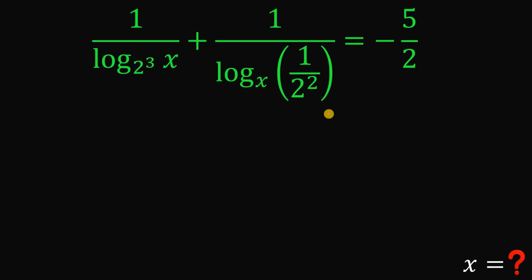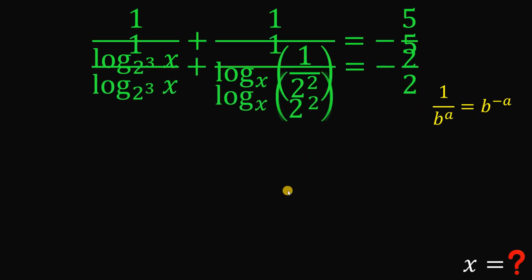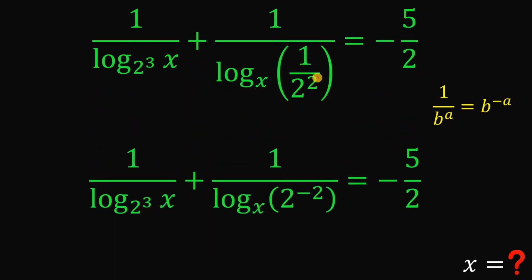And now, let's use some laws of exponent. Take note, when we have 1 over b raised to the power of a, this can be written as b raised to the power of -a. So this 1 over 2 raised to the power of 2 becomes 2 raised to the power of -2. Alright, now let's focus on this result.